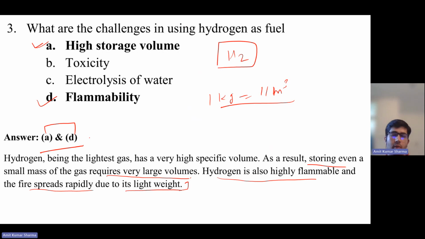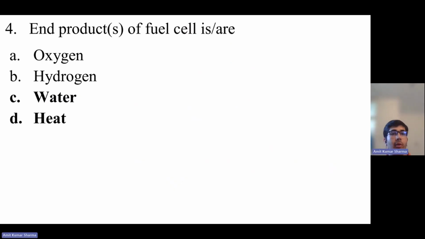Let's go to question number 4. The end products of a fuel cell are what? Option A is oxygen, B hydrogen, C water, and D heat. So try to think about the class notes and let me know the answer.